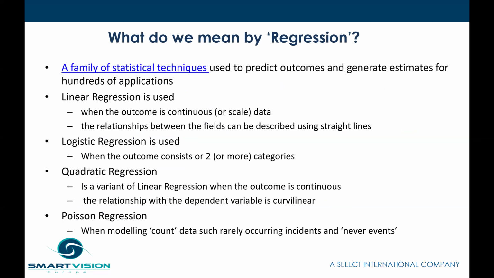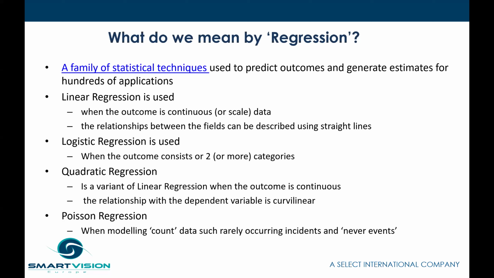So the first thing is that when people say I used regression, they usually mean linear regression. But in fact, the term itself just refers to a family of different techniques that are used predictively to model and predict outcomes and generate estimates for thousands and thousands of different applications. Linear regression is used when the outcome is usually continuous in nature and where the relationship between the fields can be described using straight lines.